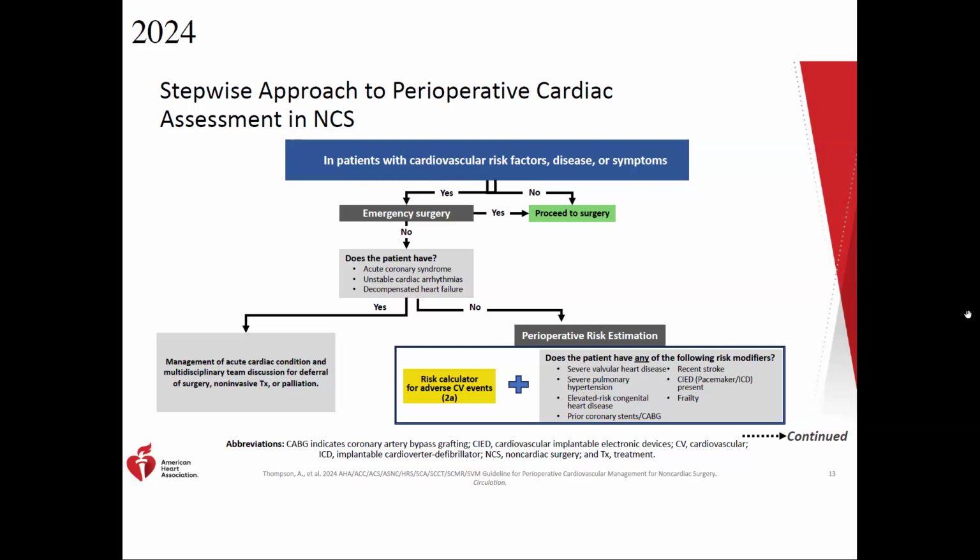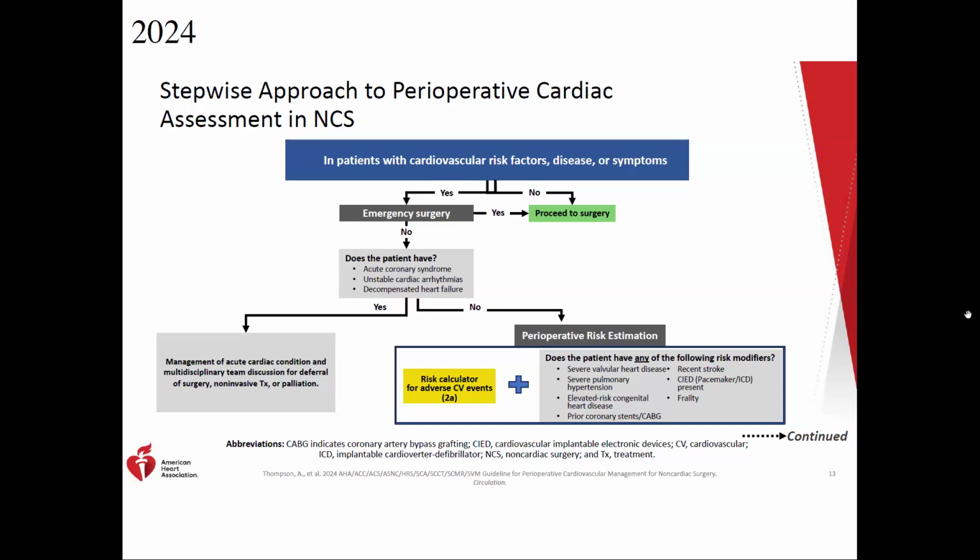But if they have unstable angina, AFib with RVR, or decompensated heart failure, you're going to do GDMT, goal-directed medical therapy. So that's the same treatment they would get if they weren't going for surgery.